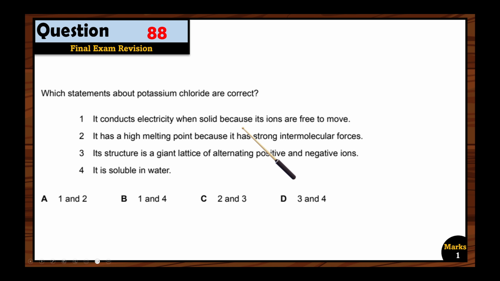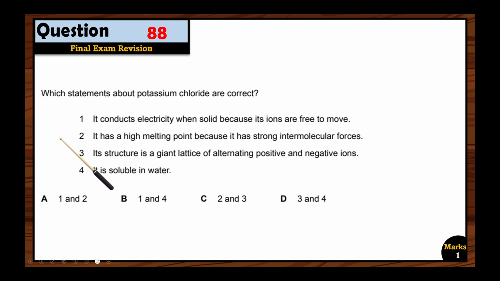Which statements about potassium chloride are correct? It conducts electricity when solid because its ions are free to move. That's wrong. Potassium chloride is an ionic compound. Ionic compounds can only conduct electricity when they are melted or in the aqueous state, because the ions are not free when they are solid.